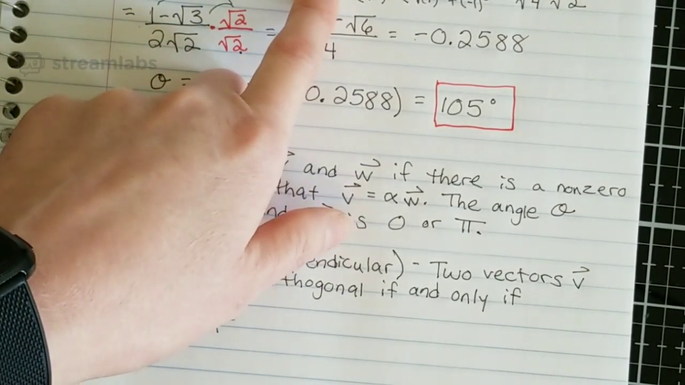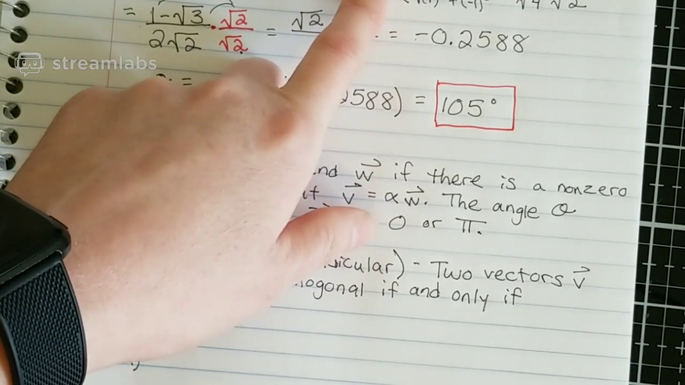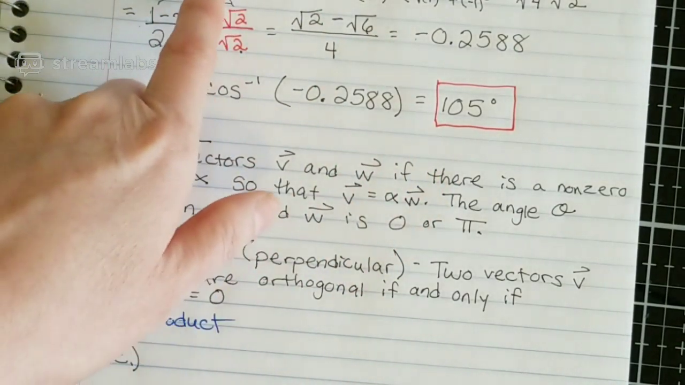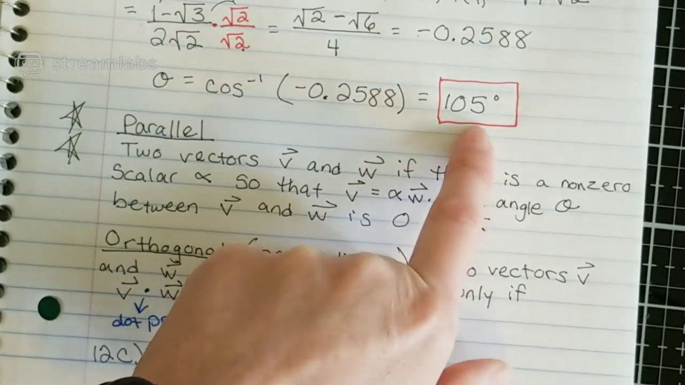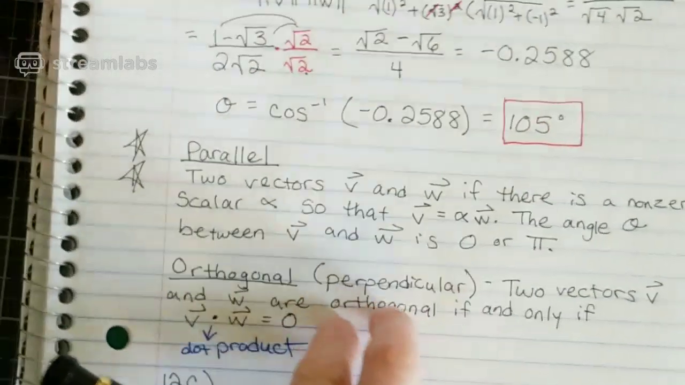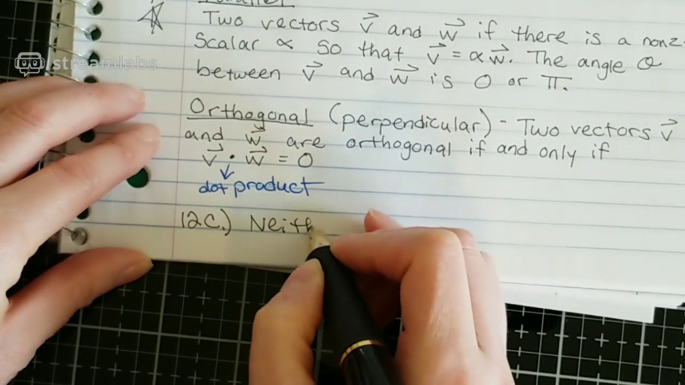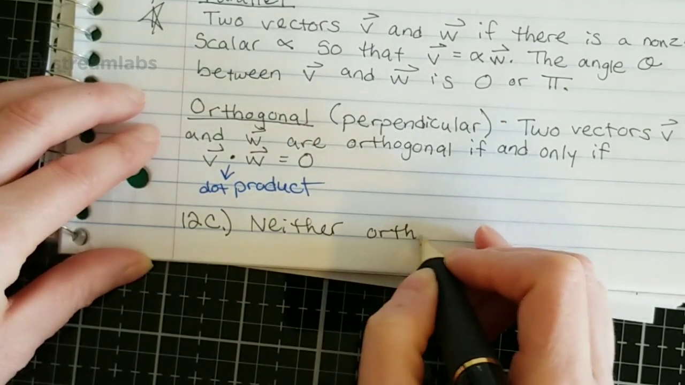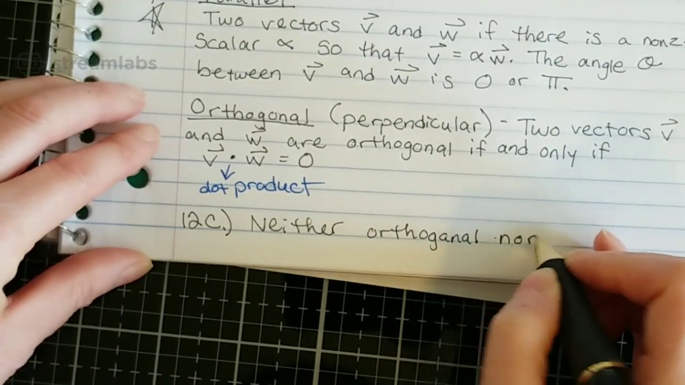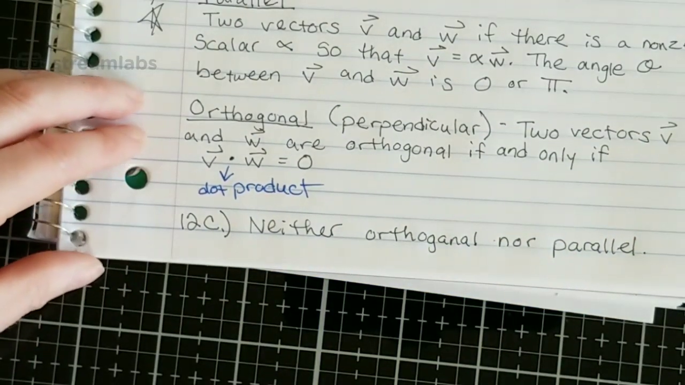If I look at the numerator, I have 1 minus the square root of 3. That is not 0, so this is not perpendicular. It's not orthogonal. And then I check the parallel by actually finishing out the problem. And I did not get 0 on here. So that is neither. So this one's neither.